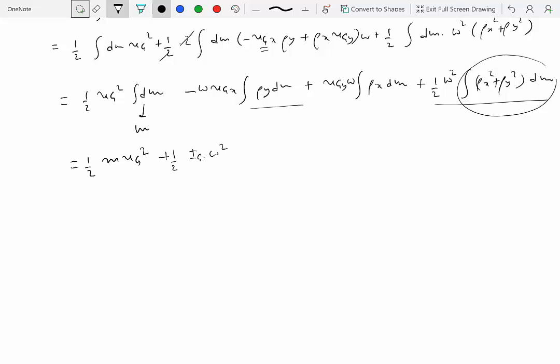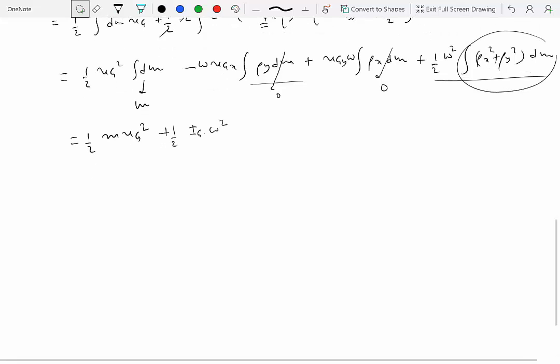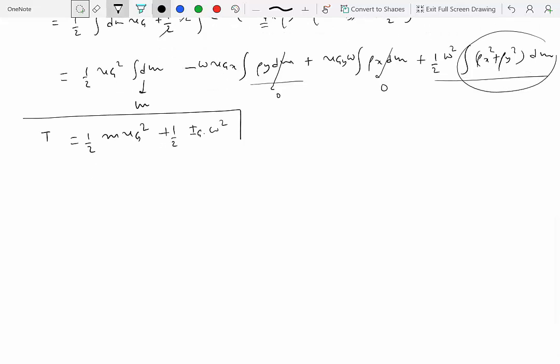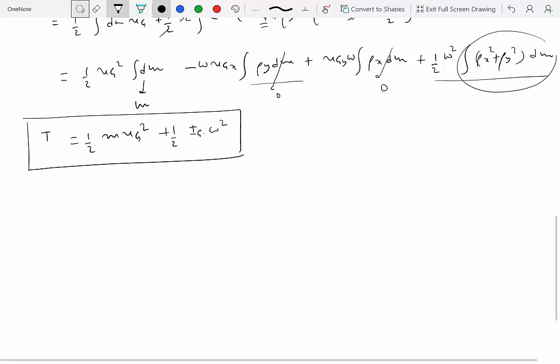What is integral dm rho y? Integral dm rho y is basically giving you the y component of the center of mass with respect to center of mass, because rho y is the distance of the differential element from the center of mass, which means that this quantity has to be necessarily 0. And using the same logic, this quantity also has to be 0. So the T for the rigid body is basically composed of 2 terms only, 1/2 m vg squared plus 1/2 Ig omega squared.